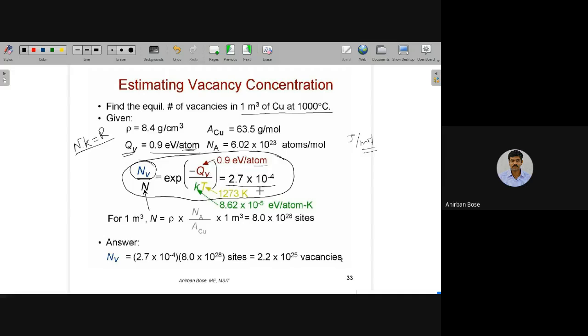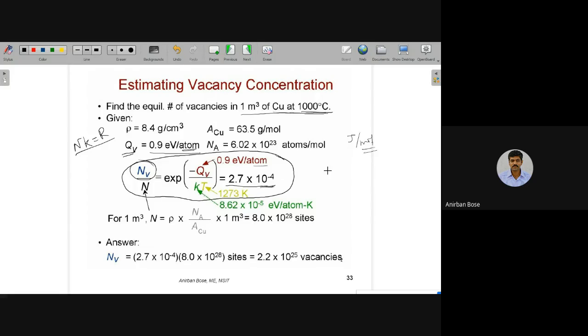And from this problem, at least you can get some idea about the fraction of vacancies present. It is in the order of 10 to the power minus 4. But 10 to the power minus 4 is a large number, not a very small number, because the temperature is close to the melting point of copper. If the melting point of copper is around 1400 degrees centigrade, 1000 degrees centigrade is very close.